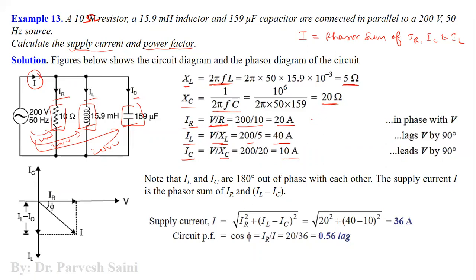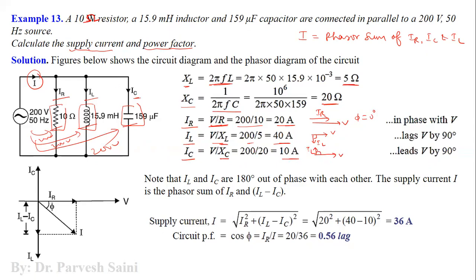Now we know that the phase difference between the current and the voltage in case of a resistance is 0. Phi is 0 degree. In case of an inductor, voltage leads the current by 90 degree, right? And in case of a capacitor, current leads the voltage by 90 degree. This is the phasor representation. Now, the second thing that we have to find out is the power factor.